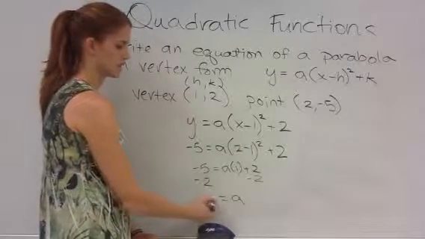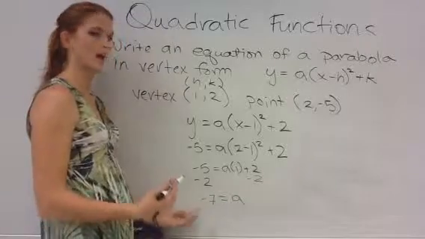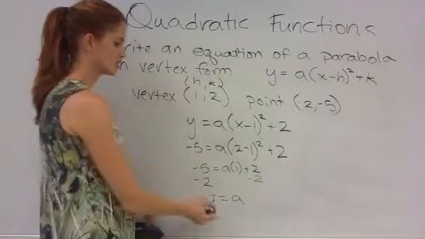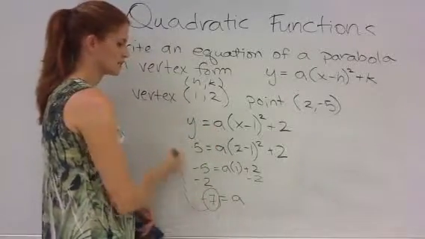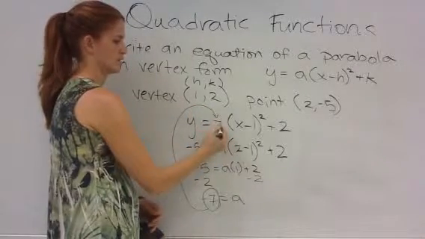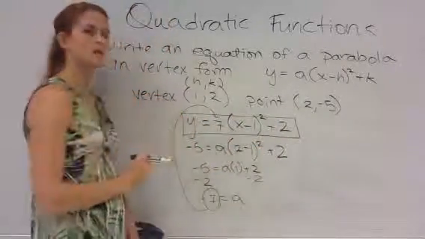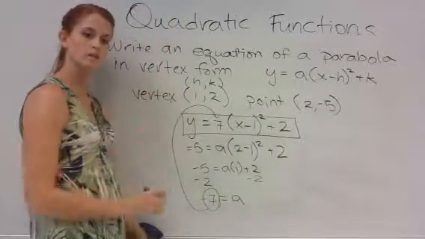5 minus 2 is going to give me a -7. So I've now solved for a. I found a. Since I know what a is, I can just replace it. So I'm going to take my -7, put it in here. And this is the equation for my parabola in vertex form. This is what they're looking for.